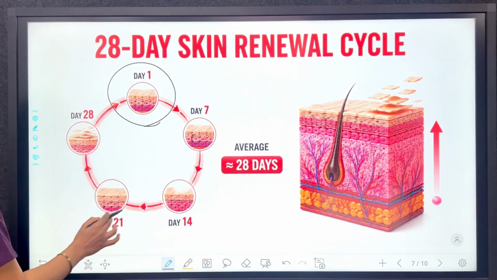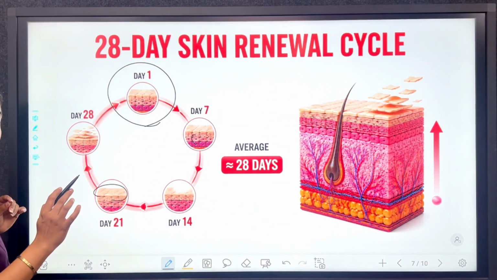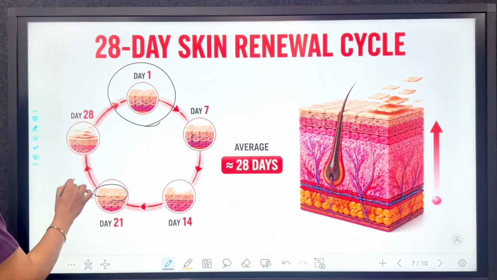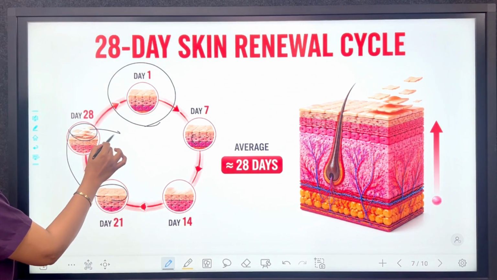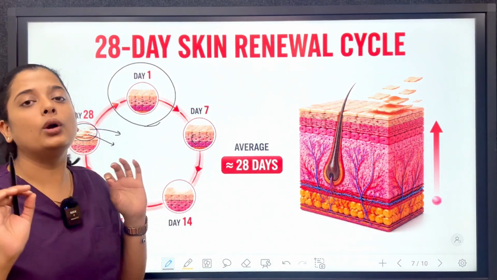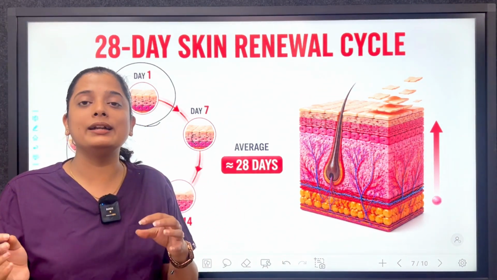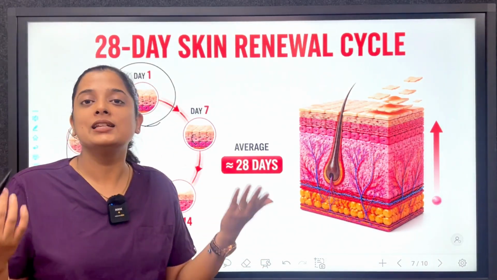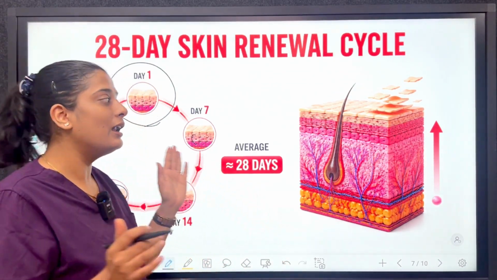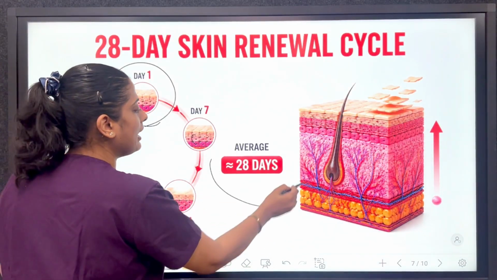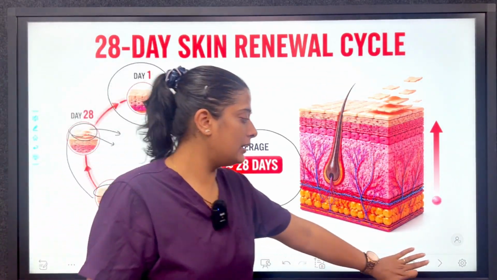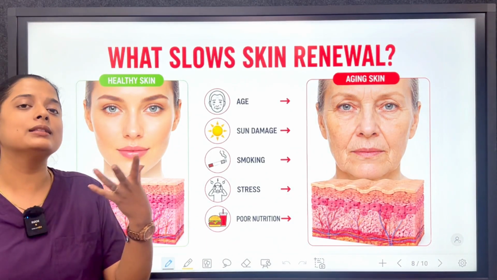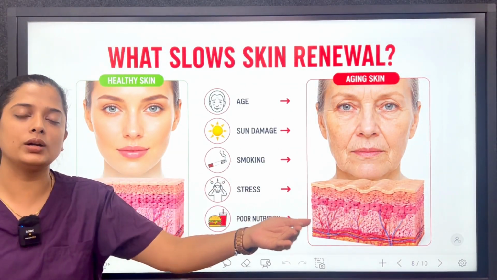Then after 21 days, it comes up to the corneum layer, which we call the dead skin layer. In the next 7 days, they all shed off. That is called skin shedding, dead skin shedding, skin exfoliation, or even skin rejuvenation. Correct? This whole cycle completes in an average of 28 days. Please understand, this becomes our basic understanding of why the sessions are kept at long intervals.